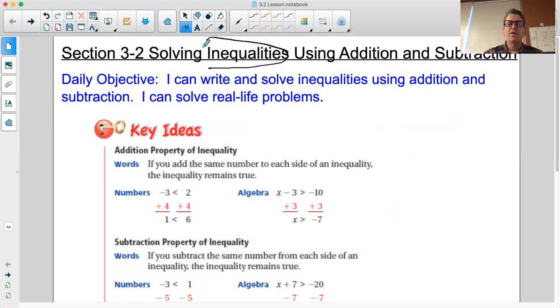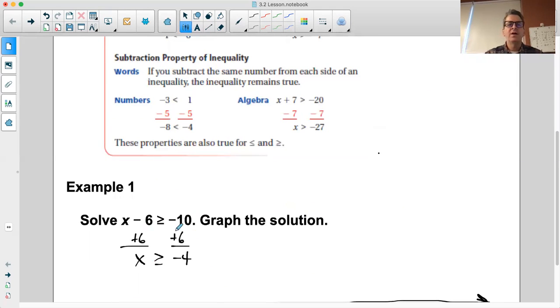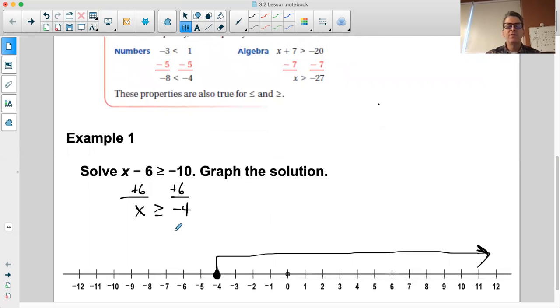So with our inequalities in mind, we use our two properties. Whatever you add to one side, you have to add to the other. Whatever you subtract from one side, you subtract from the other. We did a bunch of examples, 2 examples and 6 on your own, and then 1 last word problem today. So make sure you do your graphs correctly. They'll help you understand those areas that are solutions.